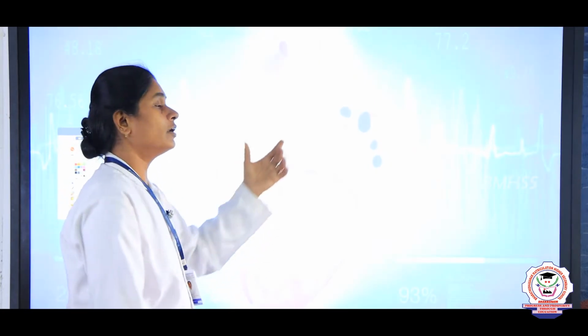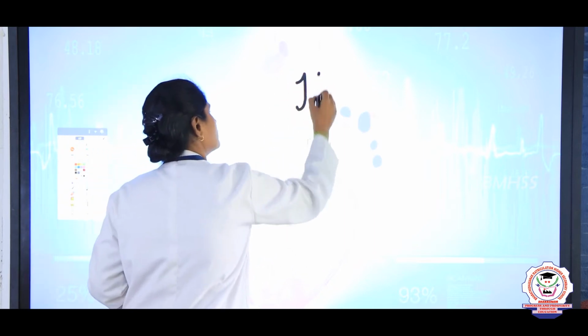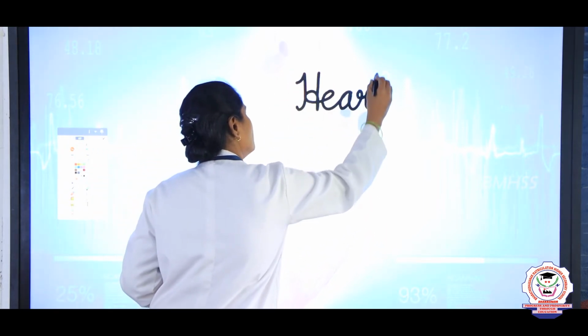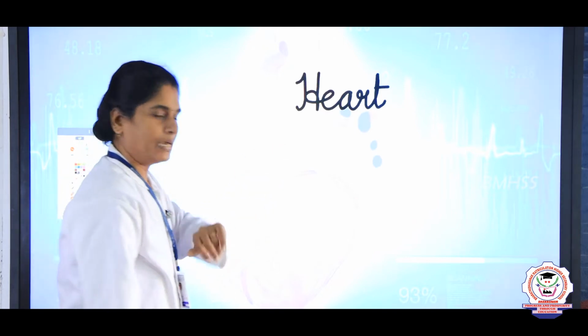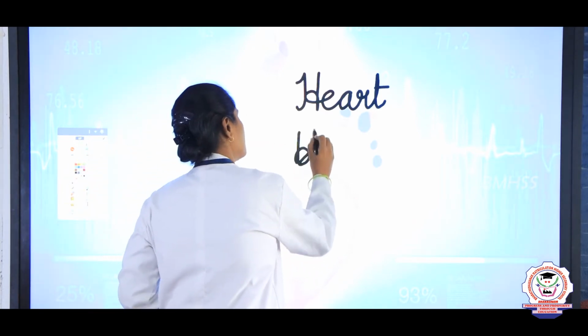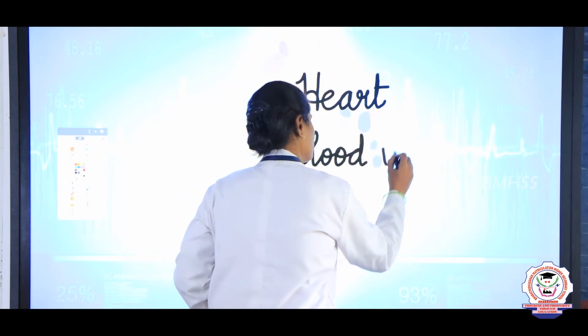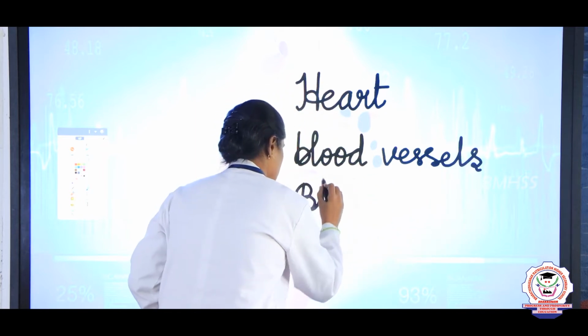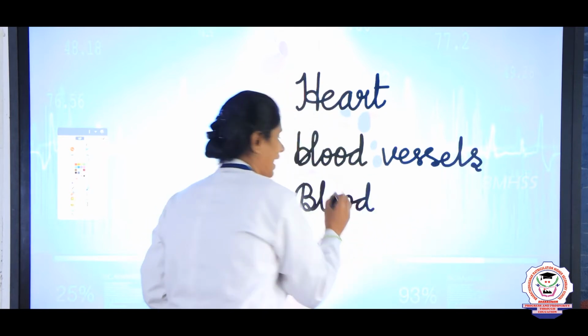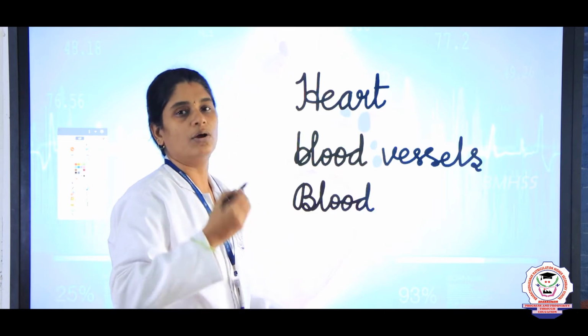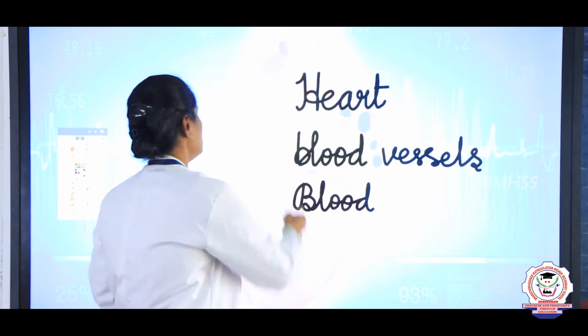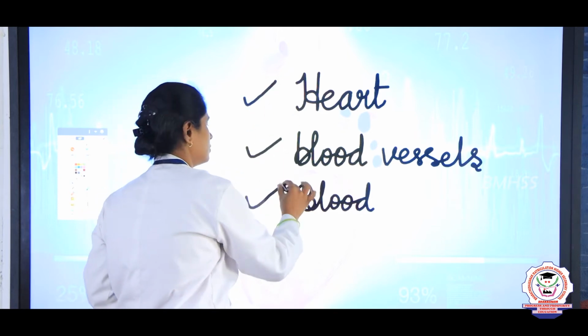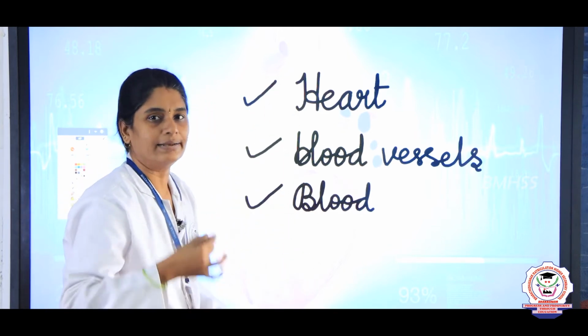So now what are the organs that are involved in the circulatory system? The first one is the heart. The heart is an organ that pumps out the blood through blood vessels, and blood. The blood carries the nutrients and the oxygen to all the parts of our body. So these are all the parts that are involved in the circulatory system.